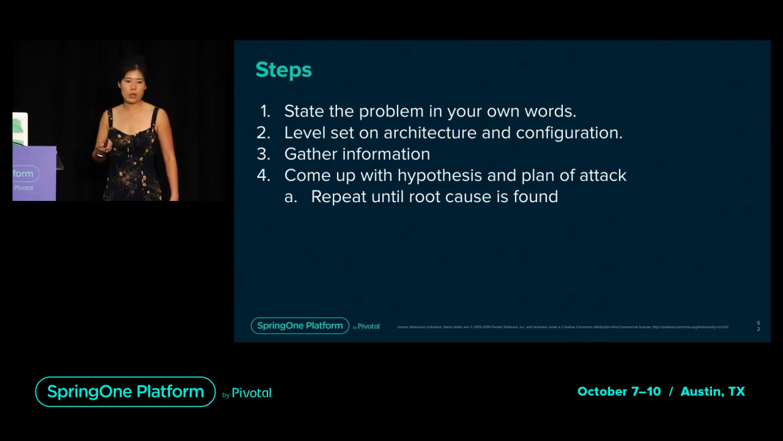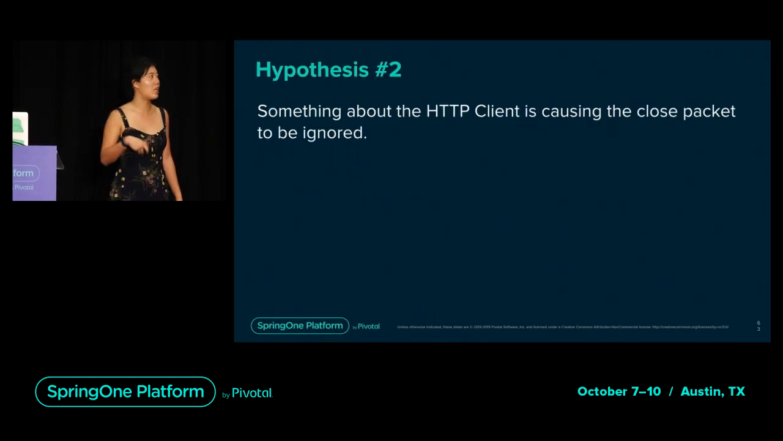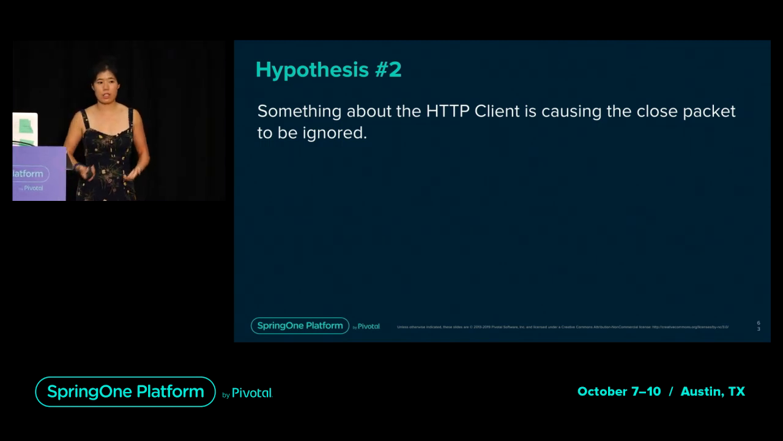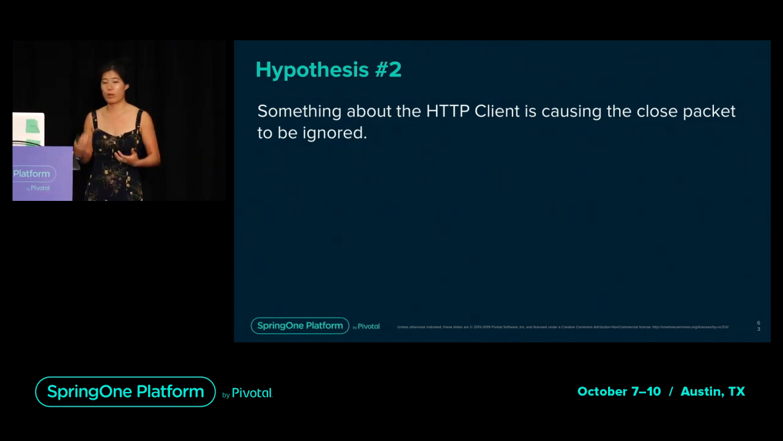So we decided to ignore the new information and focus on the information that we'd gathered from the network traffic, and say that something about the HTTP client is causing the closed packet to be ignored. This seems pretty straightforward. It's very in line with the information we had collected and the network traffic we had seen.